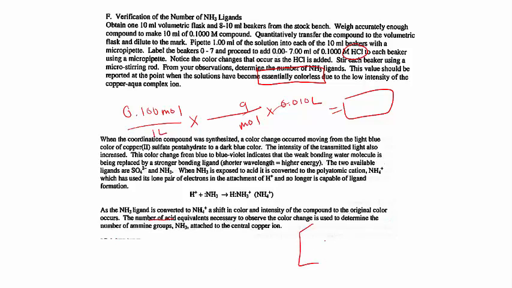So again, we're looking at NH3 in here, and then we're trying to figure out this number, and this number should be how many milliliters of HCl it took to make it colorless. So if it took 4 milliliters, then this would be a 4. If it took 5, this would be a 5. If it took 2, this would be a 2, right? So that's what we're trying to figure out in step F.